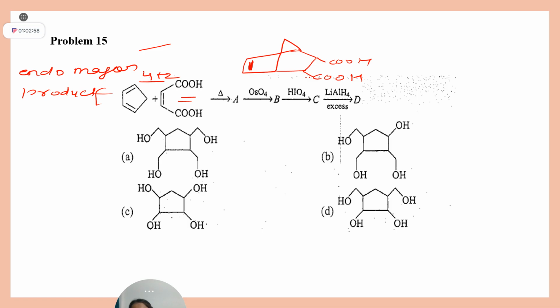After that, osmium tetroxide works for diol. So B is your diol. Sorry for my bad handwriting. COH, COH, and you will be getting the diol.